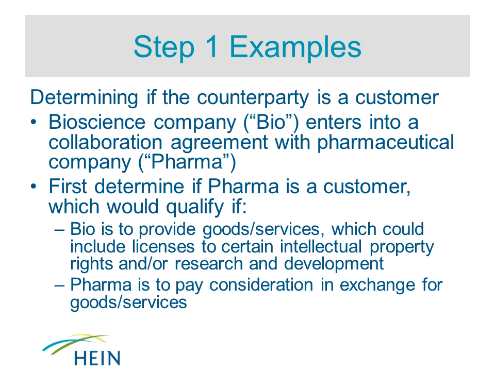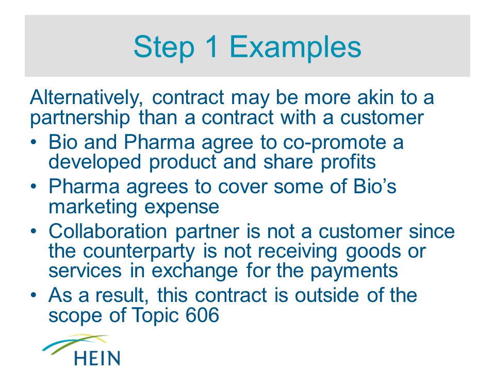So the first example is determining if the counterparty is a customer. And as I mentioned, this may not always be straightforward. The example provided here is a bioscience company that enters into a collaboration agreement with a pharmaceutical company. So determine if the pharma would qualify as a customer. Bio is to provide goods or services, which could include licenses to certain intellectual property rights and/or research and development. And pharma is to pay consideration in exchange for those goods or services. So in that case, pharma would be a customer.